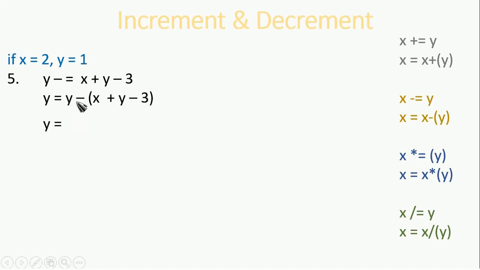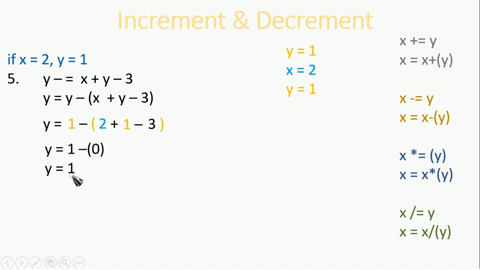No increment or no decrement, we take it as it is. Y's value is minus the x value, also no increment or decrement, value is 2. 2 we substitute there. 2 plus y's value again remains the same, it is 1, minus 3 as is. So evaluate this, 2 plus 1 is 3, minus 3 is 0. So 1 minus 0, it is going to be 1.